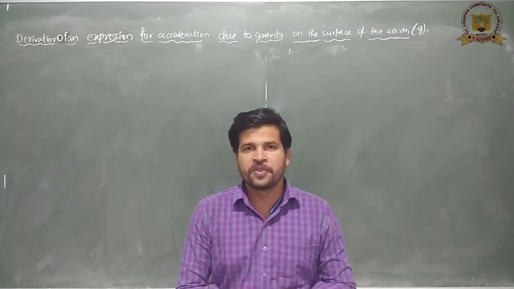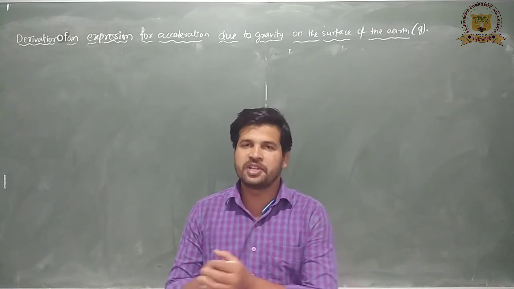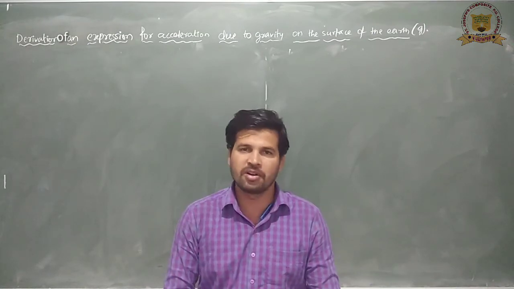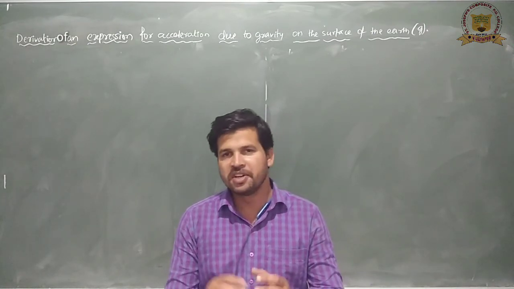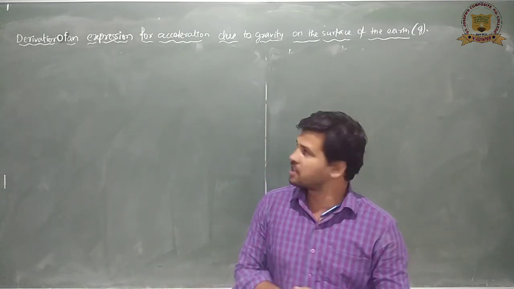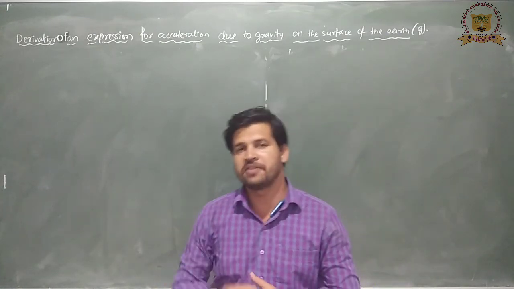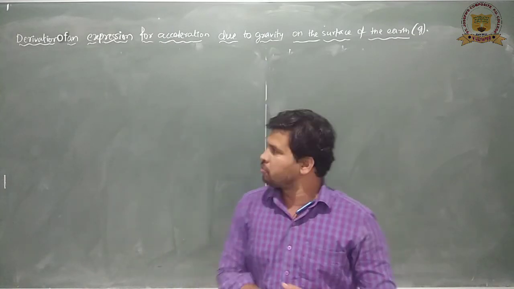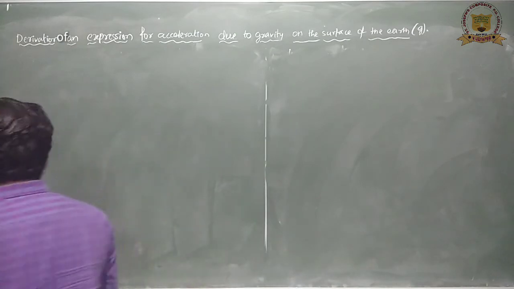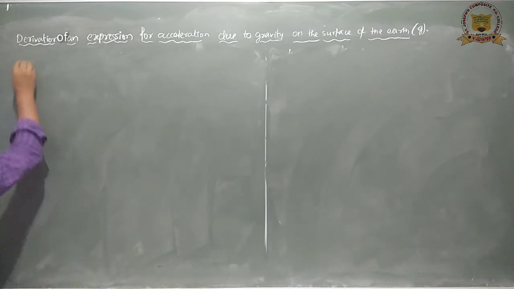And therefore the acceleration produced in a freely falling body under the effect of Earth's gravity is called acceleration due to gravity g. And in this video we are going to derive an expression for this acceleration due to gravity g. So to derive this, let's consider a body of mass m on the surface.